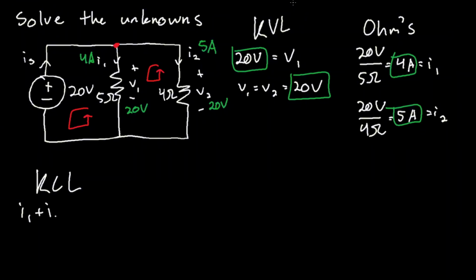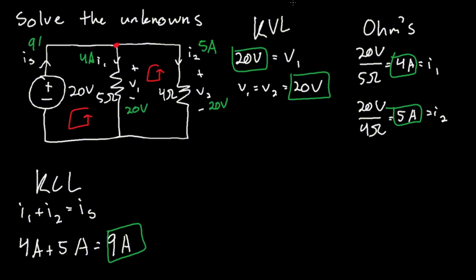So I1 and I2 are going out, but I of S is going in. So I of S is on the opposite side of the equation. We have I1, we have I2. So we have 4 amps plus 5 amps, and this is equal to I of S, which is 9 amps. Therefore, I of S is 9 amps. And you have solved for this entire circuit.